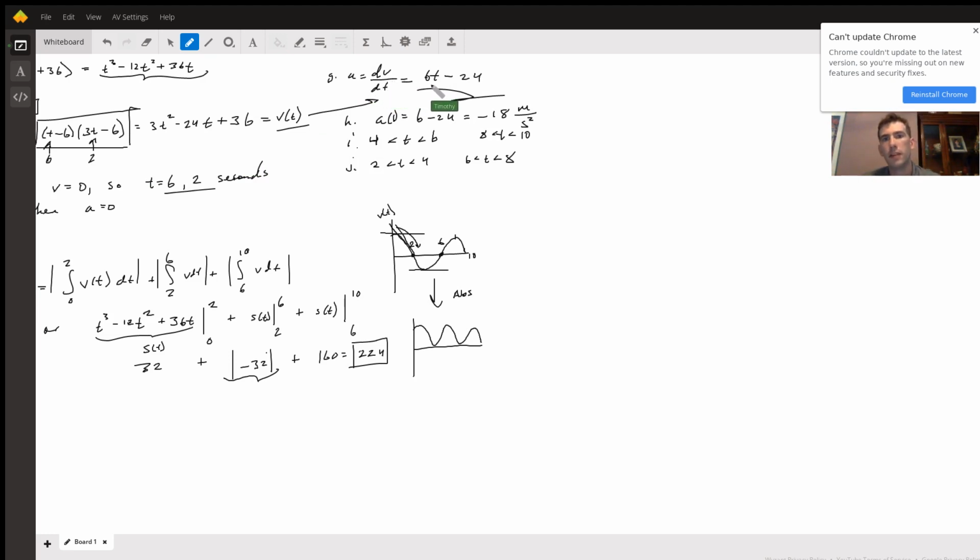All right, for part G, the acceleration is just the derivative of velocity over time. It turns out to be 6t minus 24. The acceleration at t equals 1 is 6 minus 24, which is negative 18 meters per second squared.